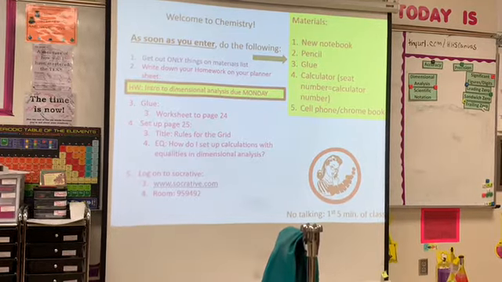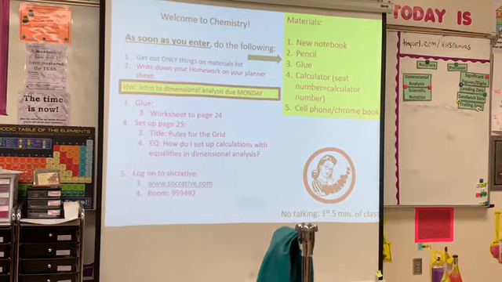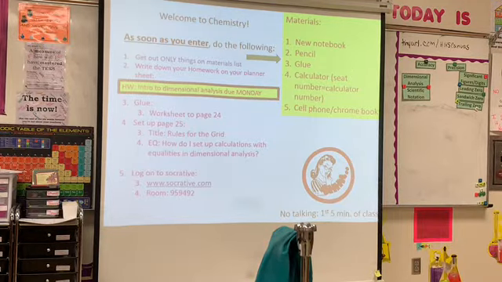Okay, so the notes for today are titled The Rules for the Grid. The essential question is, how do I set up calculations with equalities in dimensional analysis? So we're going to walk you nice and slow into this. We're going to start with some real friendly problems. That is math you probably did in like 3rd grade, 5th grade maybe.